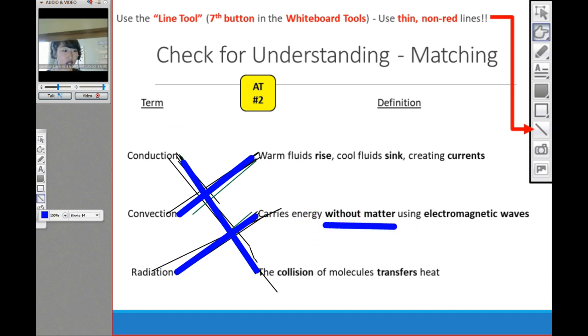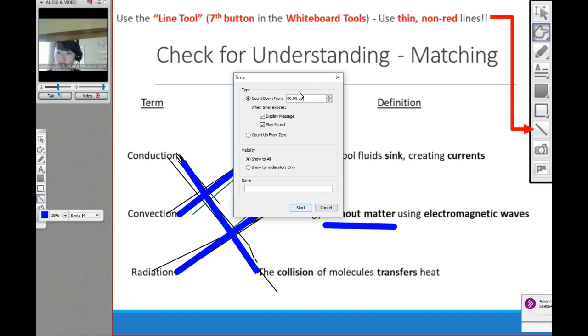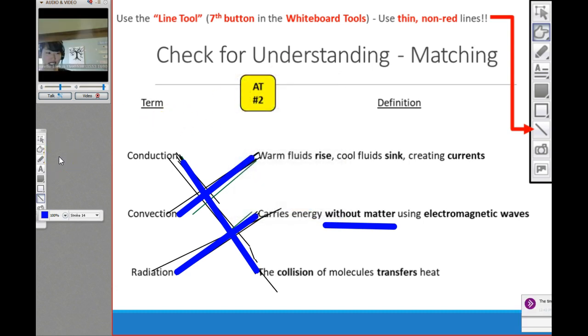This is number 2. Go ahead and take 30 seconds. Give me a green check when you have this answered. Go, go, go. Go ahead, give me green checks.